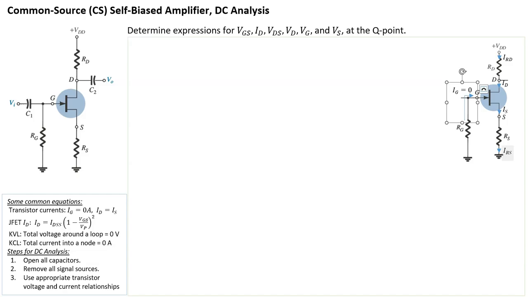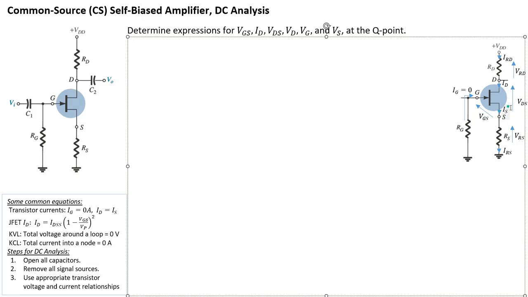Now for voltages. The voltage across RD, I'm going to call VRD. The voltage across drain and source, I'm going to call VDS. Finally, the voltage across RS, I'm going to call VRS. And last but not least, VGS, the voltage between gate and source, the one that we're interested in. So we're interested in VDS, VGS, VD, VG, and VS.